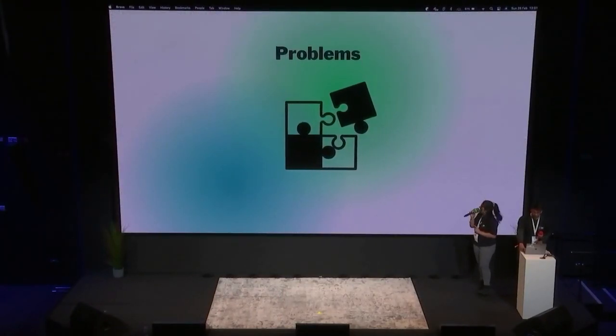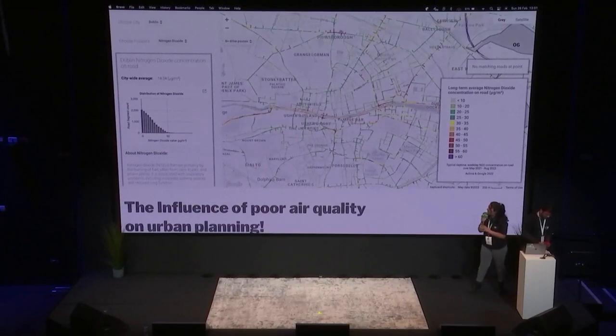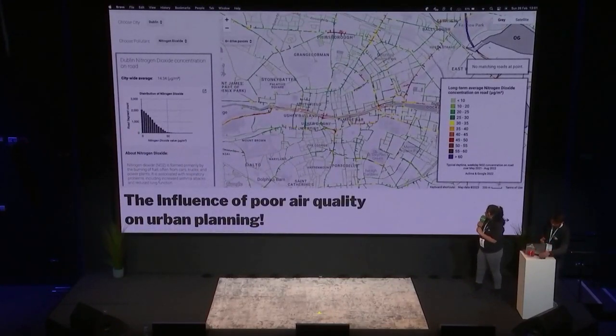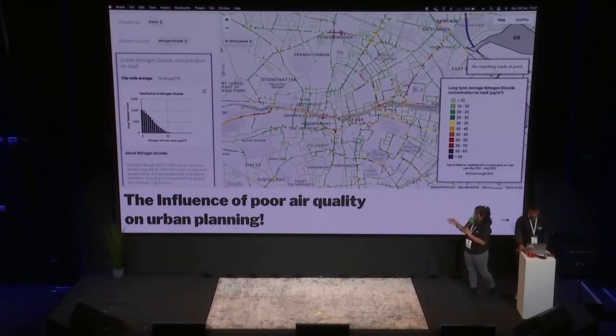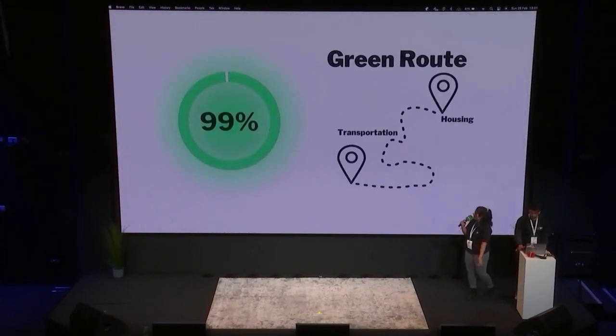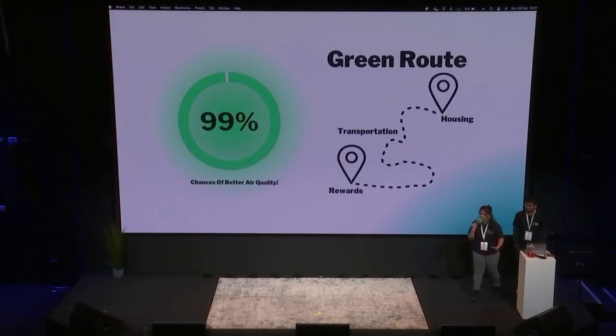Actually, the problem, sorry. The problem of urban planning is mainly the air quality, and the influence of poor air quality happens between 45 to 50 of nitrogen dioxide, which can be seen going from the quay all the way to the port. So we've come up with the solution of Green Route, which includes three main factors.